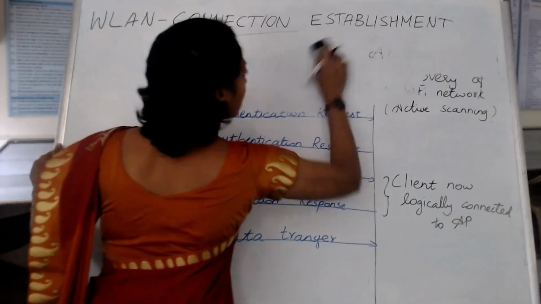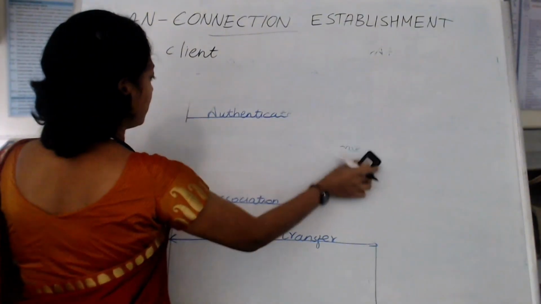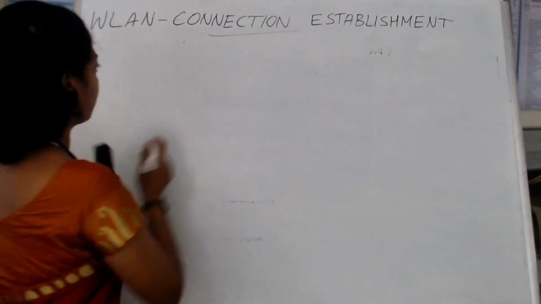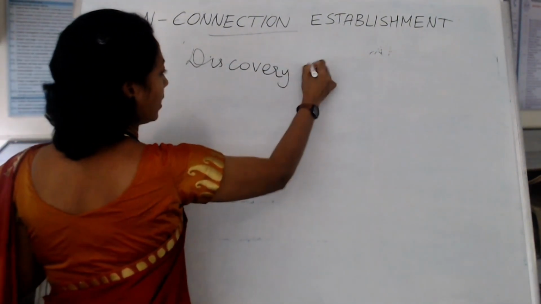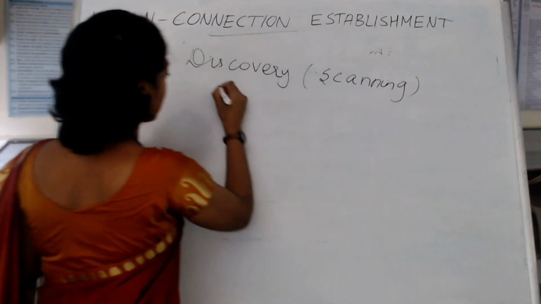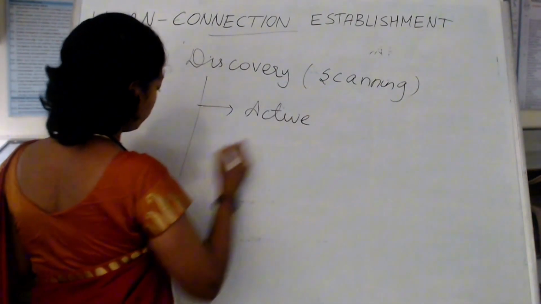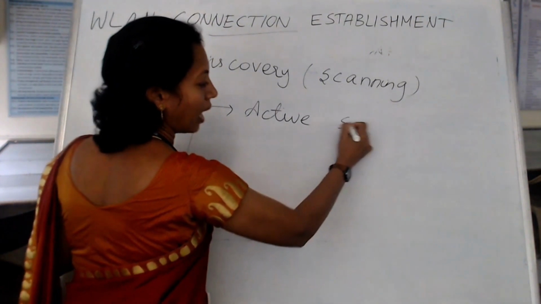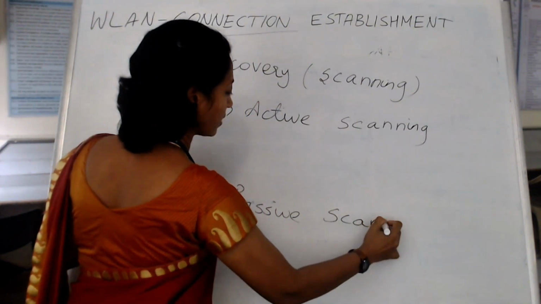In order to discover the available Wi-Fi networks, there are two methodologies. The first one is active scanning and the other one is passive scanning. So discovery of Wi-Fi networks is, by another name, scanning of available Wi-Fi networks. The discovery can be done by active scanning and the next one is passive scanning.